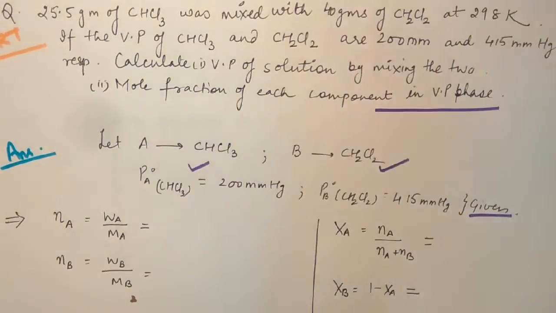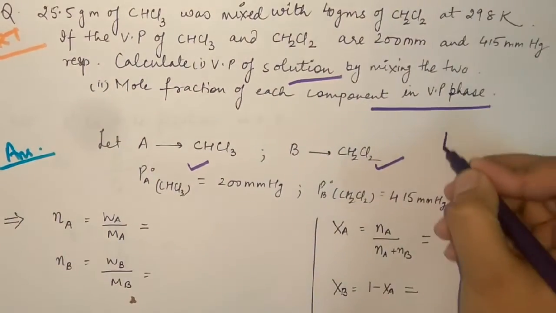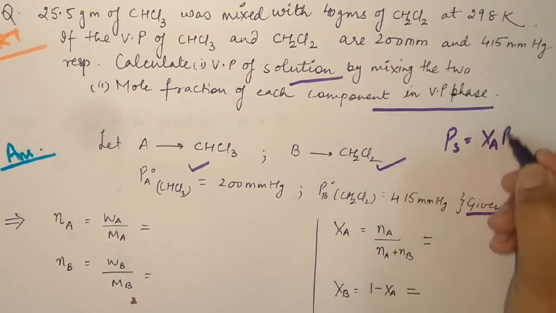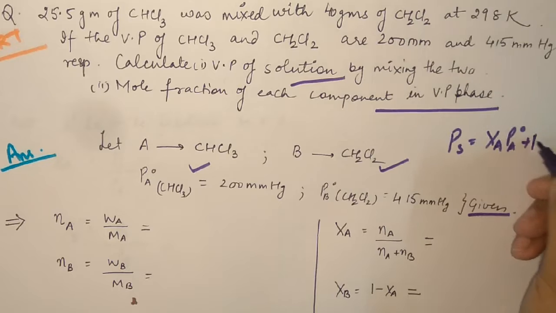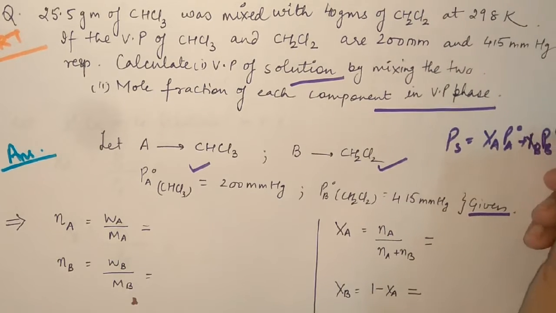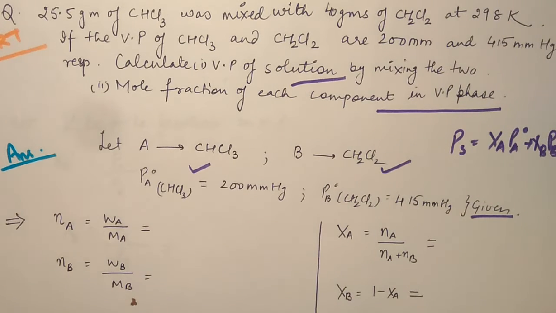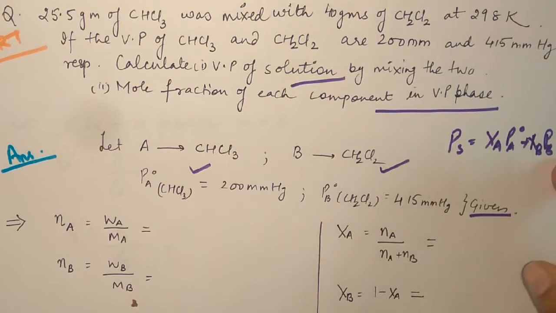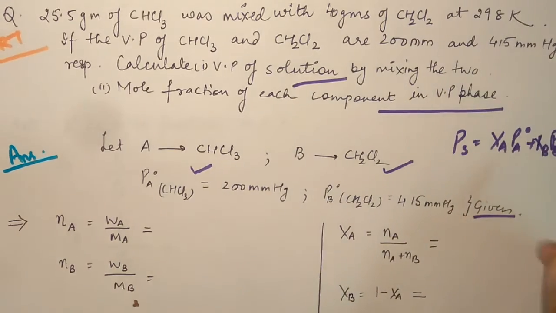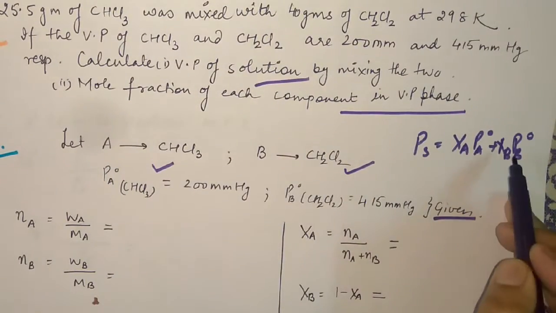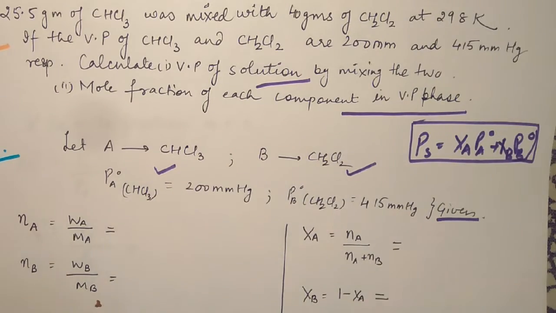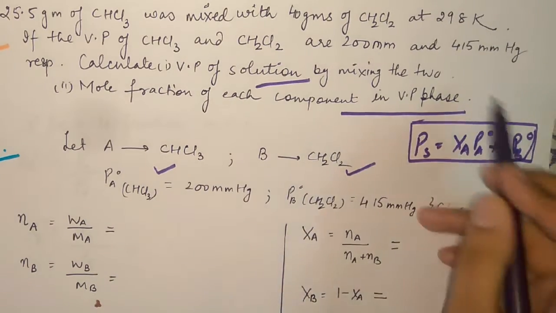Now you have to calculate the vapor pressure of the solution, that means you have to calculate PS. And what was PS equal to? XA into PA naught plus XB into PB naught. Yes or no? Because PS was equal to, according to Dalton's law, PA plus PB, remember last lecture? And PA was equal to XA into PA naught, and PB was equal to XB into PB naught. Just substitute the values. We already have derived this in the last video, right?